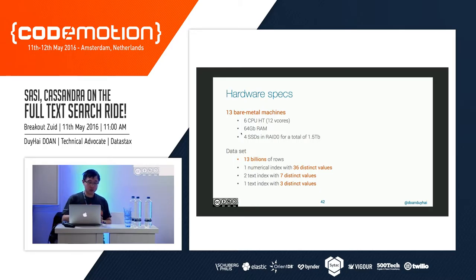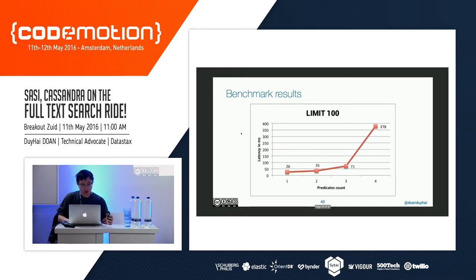I created one numerical index with 36 distinct values, two text indexes with 7 distinct values, and one text index with 3 distinct values. What does it mean? This kind of index is very dense. It means that for only 3 distinct values, you have a lot of matching rows. And it is very interesting to benchmark this new index. So here is the result.